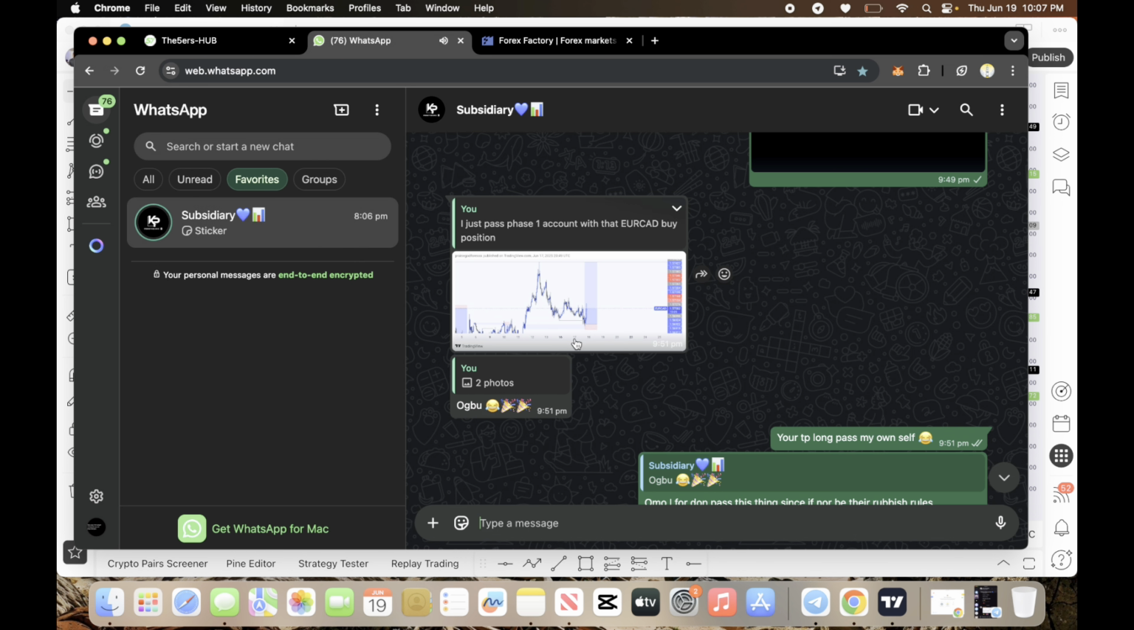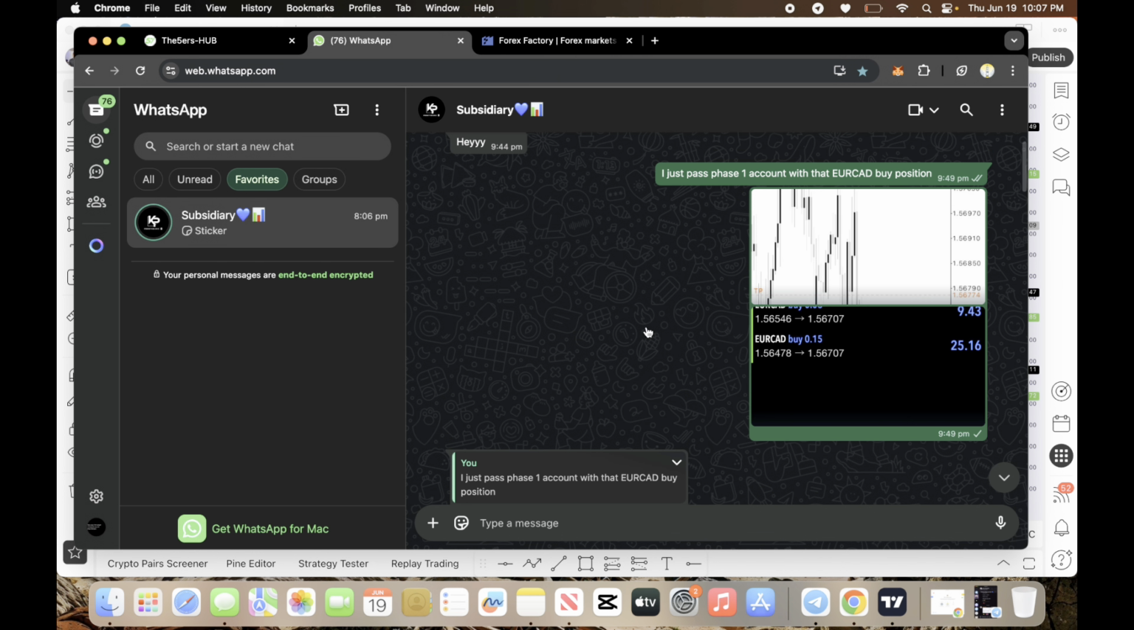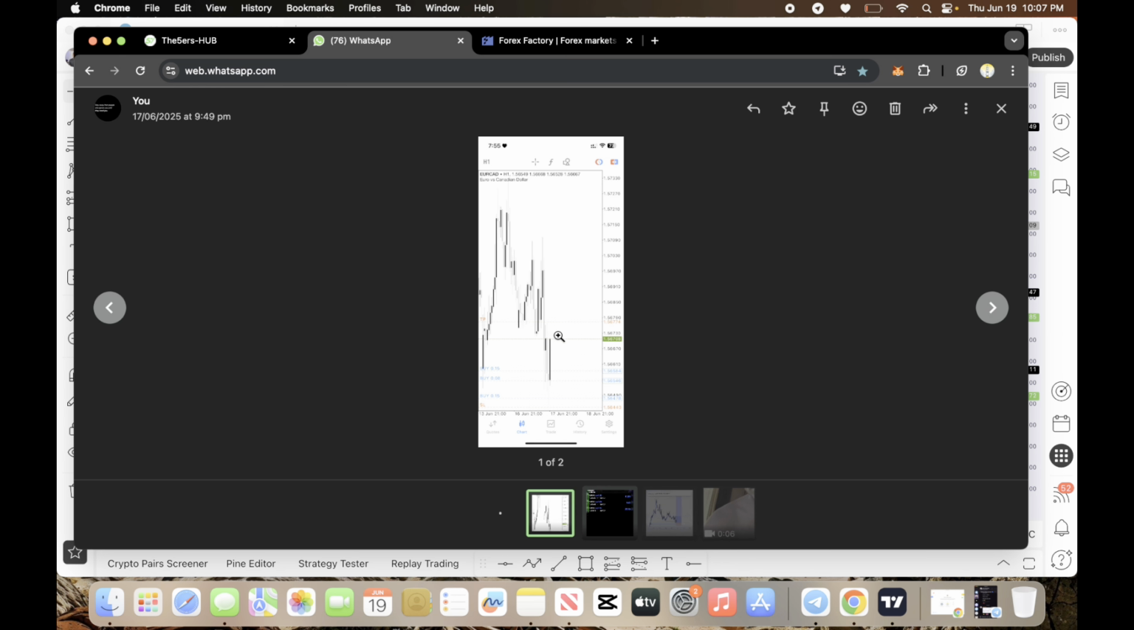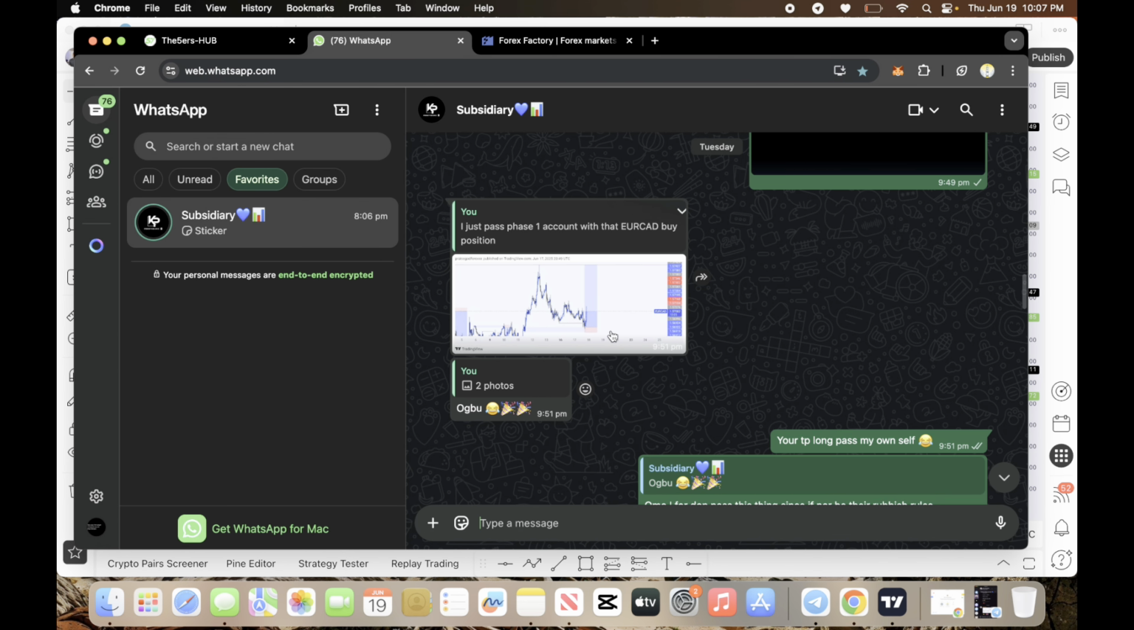Now you can see that it is exactly the same trade, and then I actually sent my own to him, that I just passed phase 1 account with Eurocard buy position. Now my stop loss here is very small. The reason for that is because this was all I needed to pass the phase 1 account. So I did not need the entire take profit. This was all I needed. So I told him that. So he sent me his own analysis.